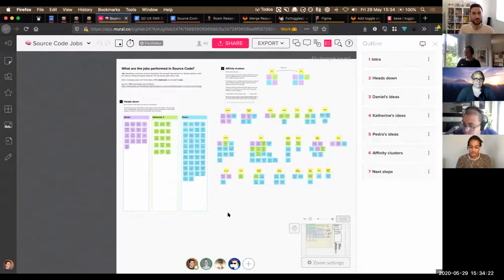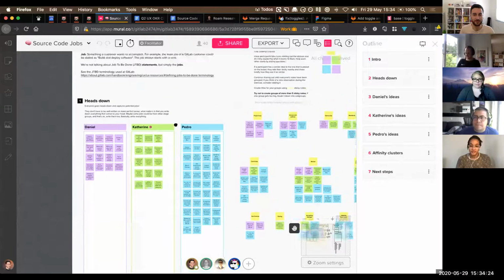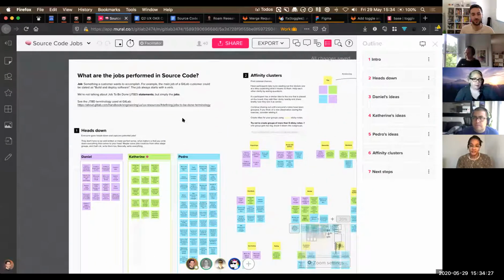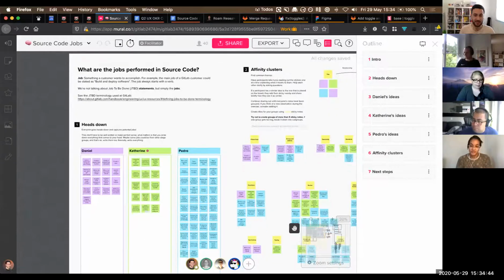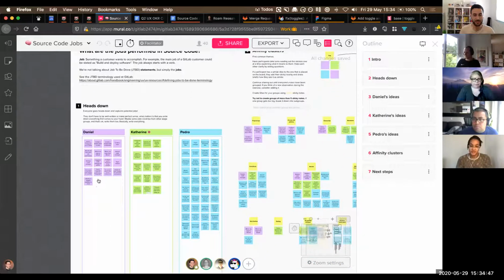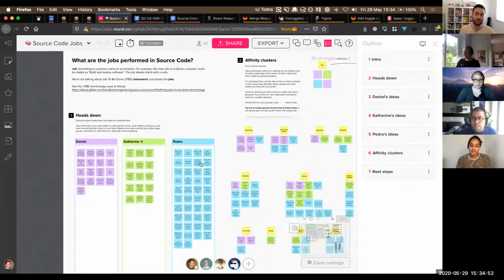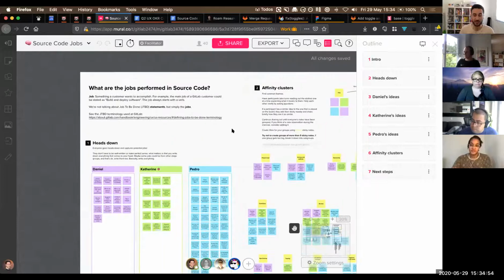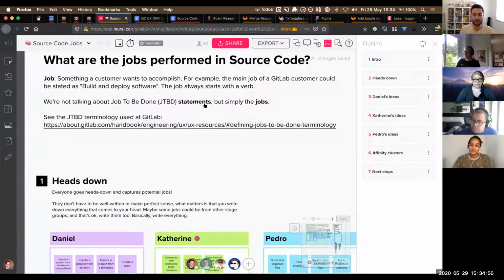Okay, so in this mural, the first thing we did was to brainstorm what would be the jobs performed in the source code stage group. And later on, we would focus on the code review category because that's what we are working on specifically for this OKR. And so we did it asynchronously. We had a column for Daniel, one for Katherine, one for myself, and we just brainstormed one day what could be the jobs, focusing on the jobs themselves and not the statements.